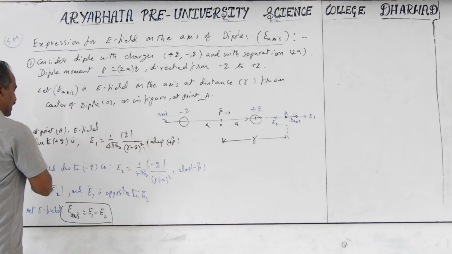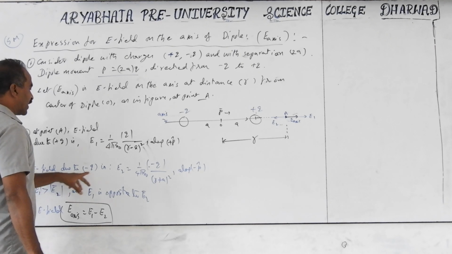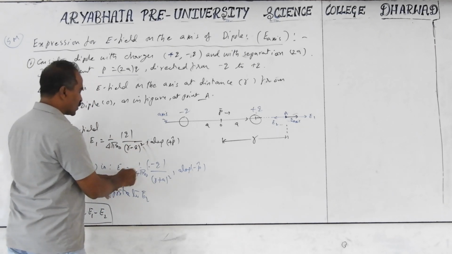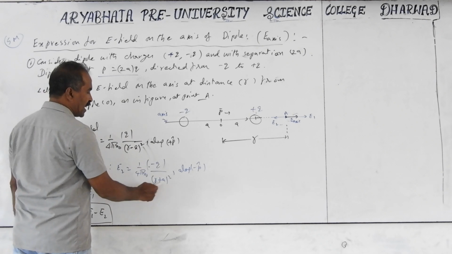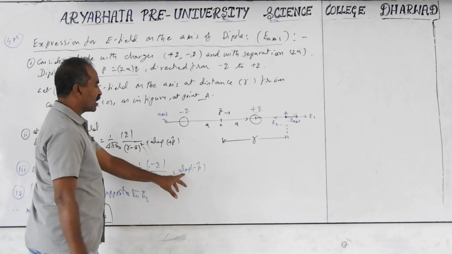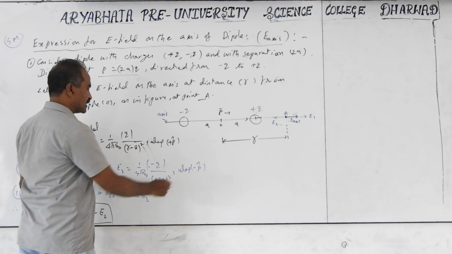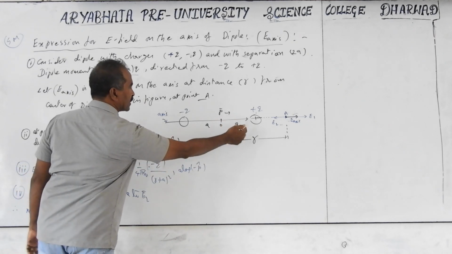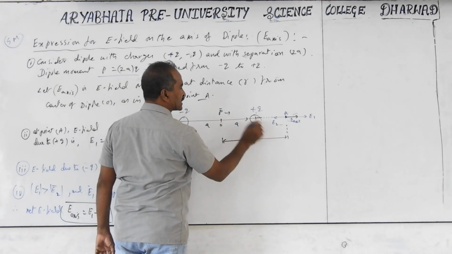Next is the electric field due to the second charge. Electric field due to minus q, the negative charge, E2 is equal to 1 by 4 pi epsilon into minus q by (r plus a) whole square, along minus P. This direction is opposite to P. So E2 is towards the left side, but the dipole moment is towards the right side, in the opposite direction.